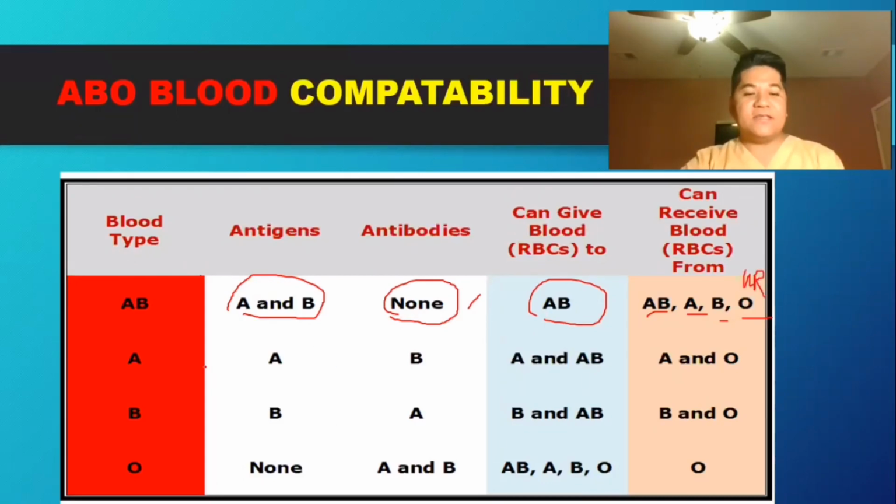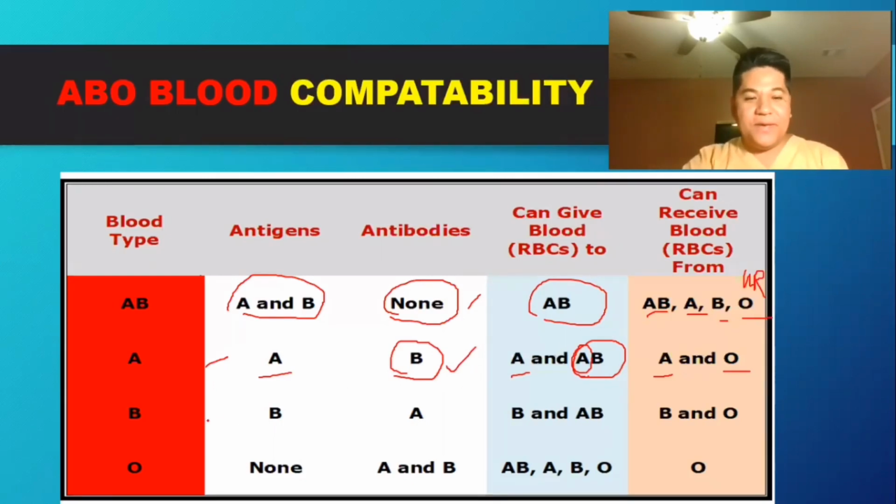If you are type A, you have antigen A, but you have antibodies B. So type A cannot receive type B blood, because they would have an interaction. Type A can give blood to type A and AB because AB has antigen A. They can receive type A and type O, but not type B. Remember that, okay?